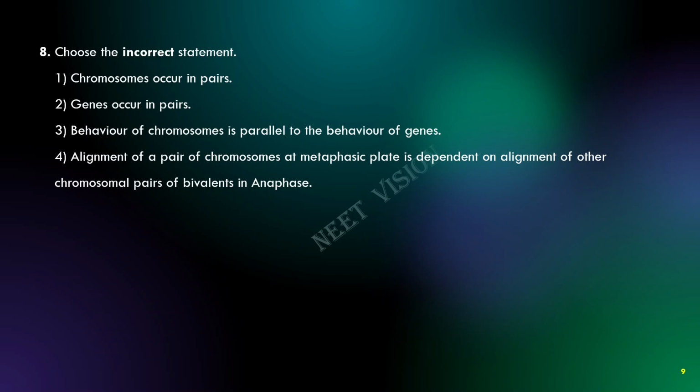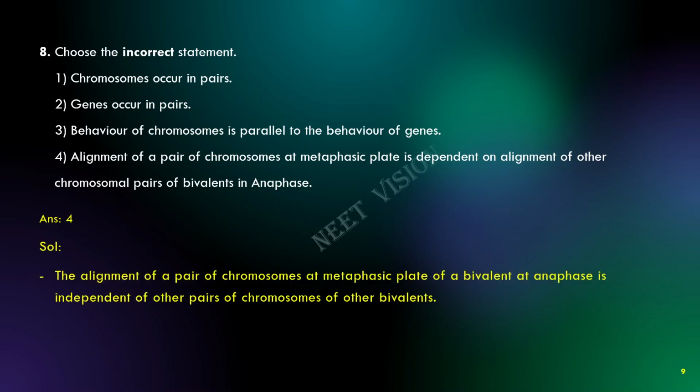Alignment of a pair of chromosomes at the metaphase plate is dependent on alignment of other chromosomal pairs of bivalents in anaphase. No, it is independent, not dependent on the alignment of other chromosomal pairs of bivalents in anaphase. That is anaphase 1. So the fourth option must be the incorrect one. Let us see the answer. The alignment of a pair of chromosomes at the metaphase plate of a bivalent at anaphase is independent of another pair of chromosomes of other bivalents.